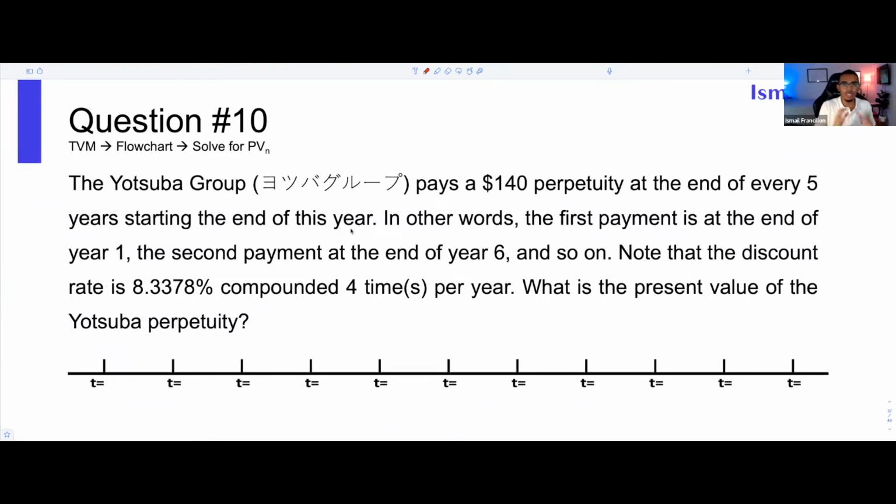So this question is time value of money. It's a flowchart question-ish. They tell you what it is, and you need to solve for the present value. It's definitely a question at which you kind of need to just put stuff in perspective. Some of you may have done it with me, but it's still very important to understand what to do.